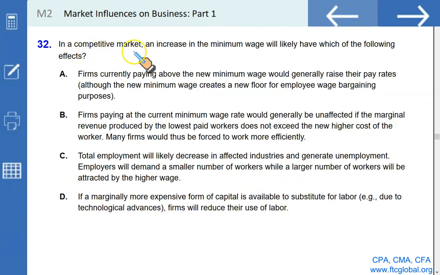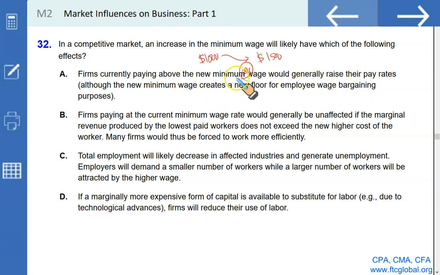In a competitive market, an increase in the minimum wage, let's say the current minimum wage is $1,000 per month, and now it is being revised upwards to $1,500 per month, will likely have which of the following effects? A. Firms currently paying above the new minimum wage, let's say $1,800, would generally raise their pay rates.